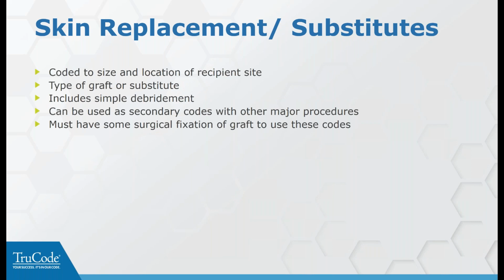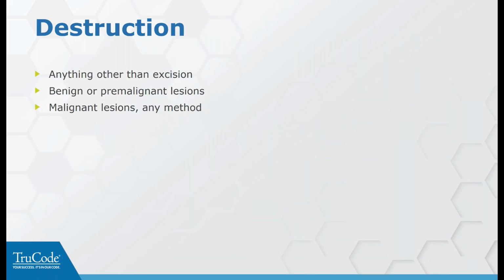As I mentioned, those are coded to the size and location of the recipient site. They're coded to the type of graft or skin substitute. It does include simple debridement or cleaning of the area, but you do want to make sure that you're watching to see if there is anything else that may need to be done, such as harvesting, if they get it from that same patient, or other types of procedures that may be done. Some patients need surgical fixation, so you might need to code some more procedures there as well.